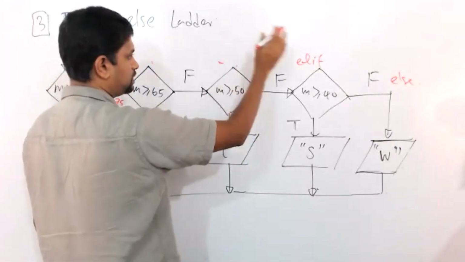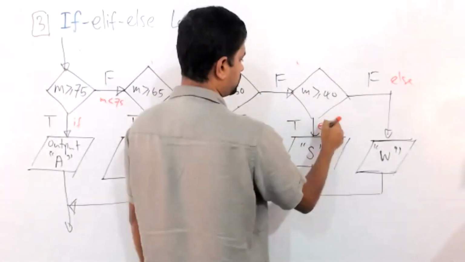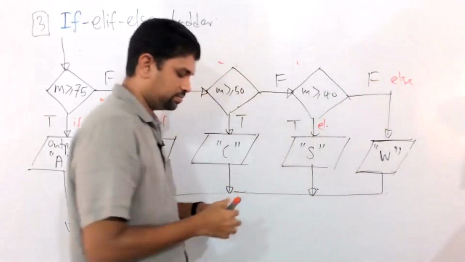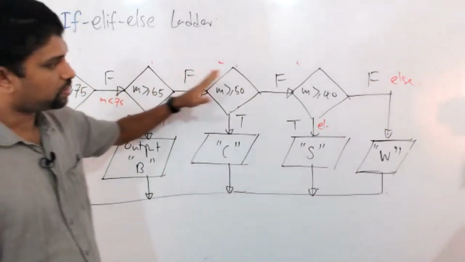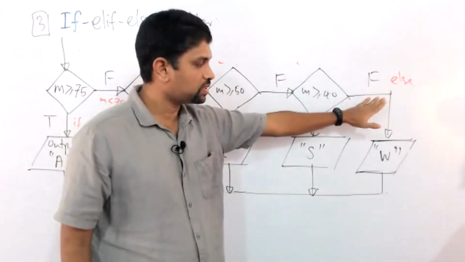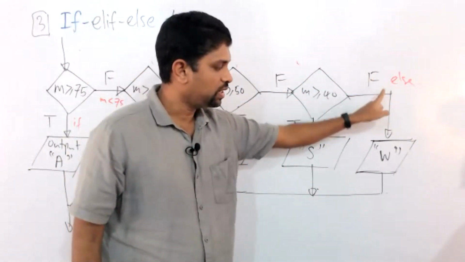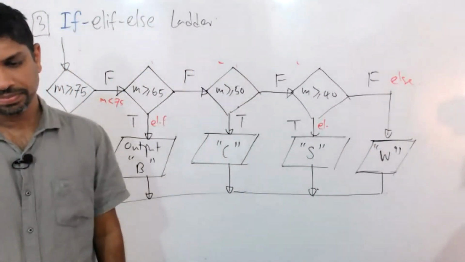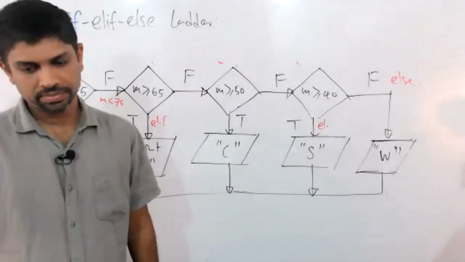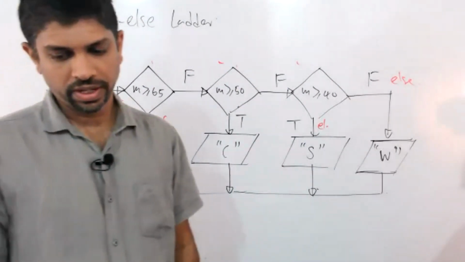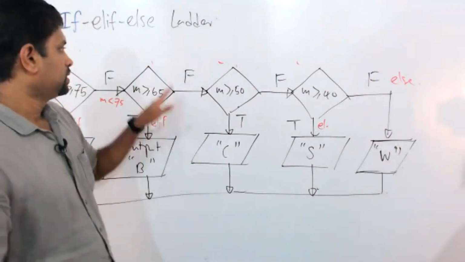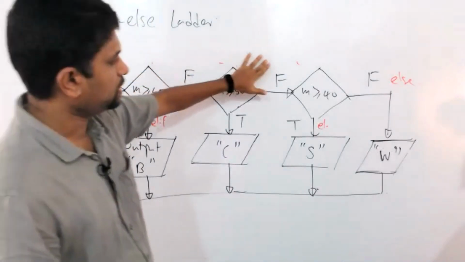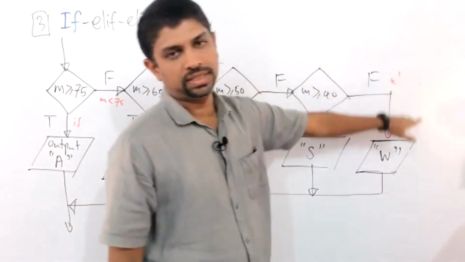Else if, this is the last else if, and this is the else. If all the conditions are false, then go to the last statement, the else statement, right? Okay, so this is the idea, right?